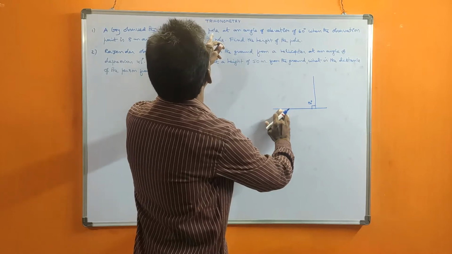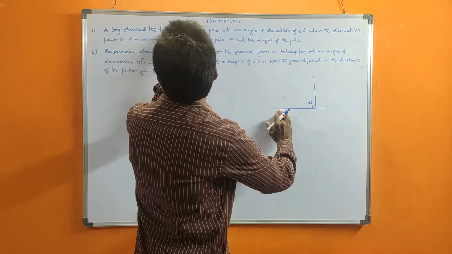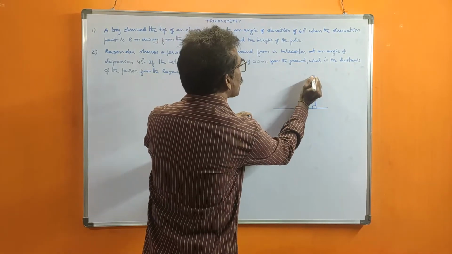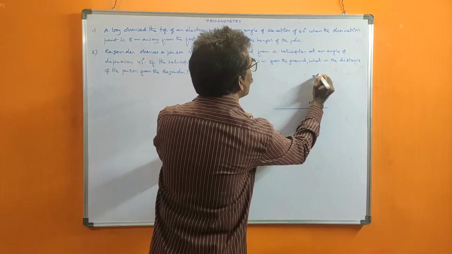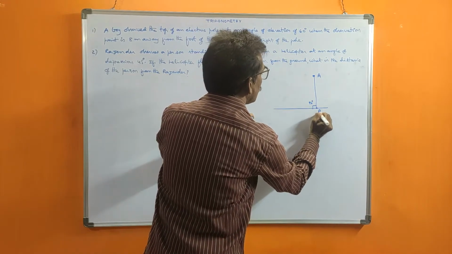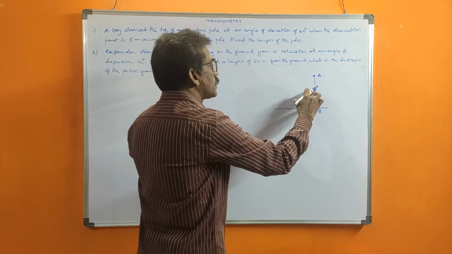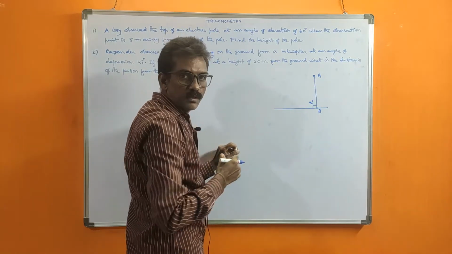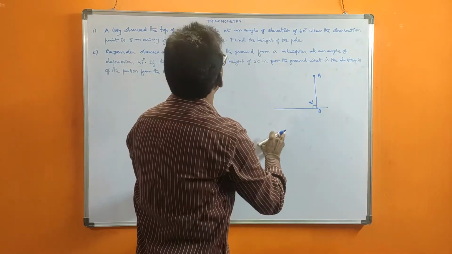Now actually, a boy is observing on the ground. He is observing the top of an electric pole. Suppose this pole is AB. This is the top of the pole. A is the top of the pole. B is the foot of the pole.